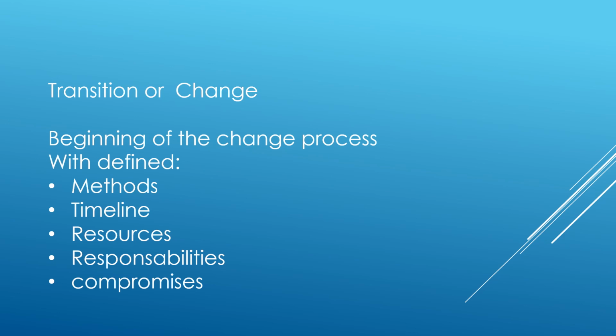So this is what we call the transition or change. This is the second part of the Lewin method. And then we have, as part of the transition and change, the following.